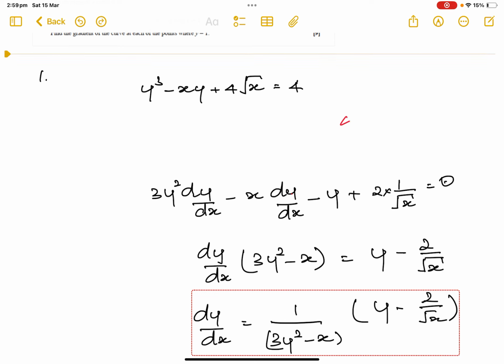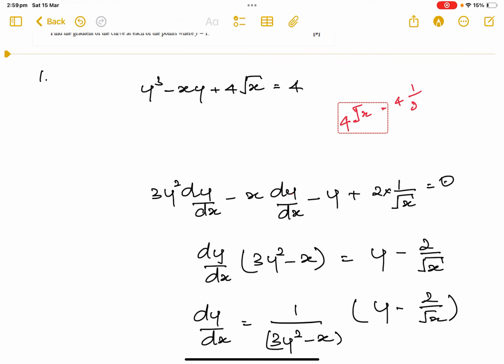How does this come up? So 4 root x: the differentiation of root x normally is 1 over 2 root x. You can work it out, as it is standard. You can write it straight away. So 2 is common, so 2. That's how this comes up. So 2 times 1 over root x equals the differentiation of a constant, which is 0.